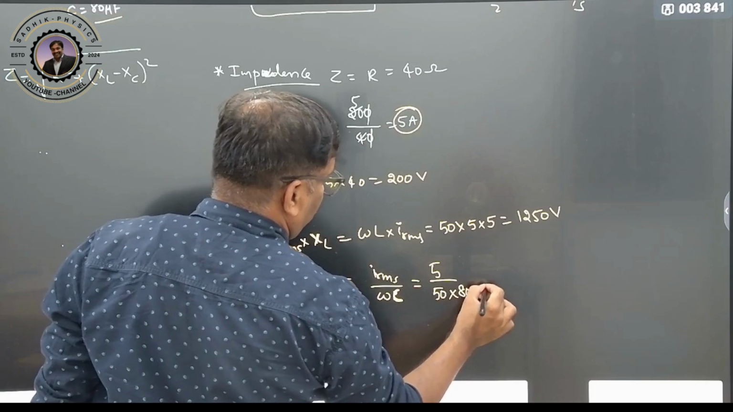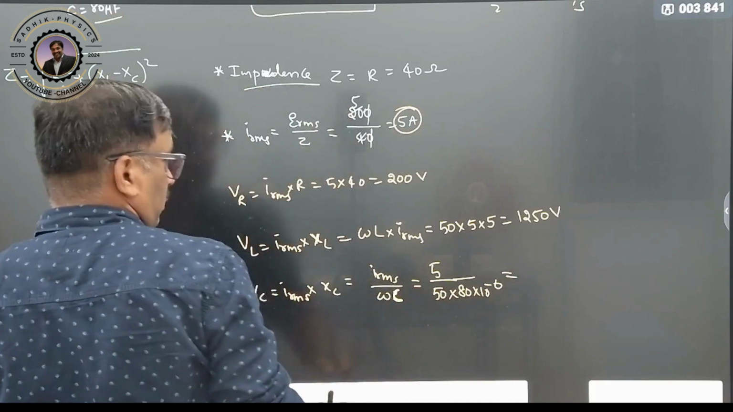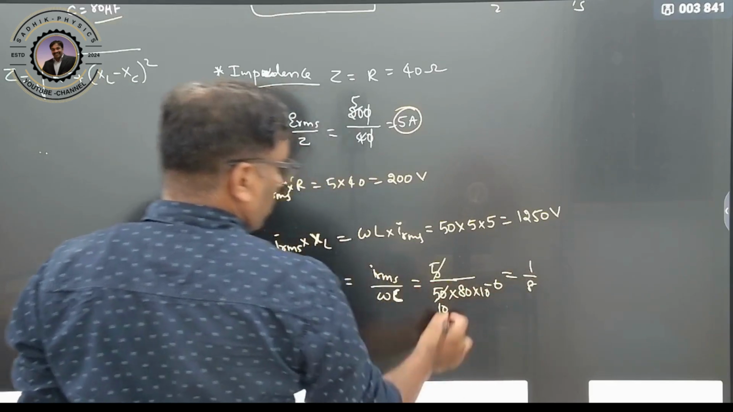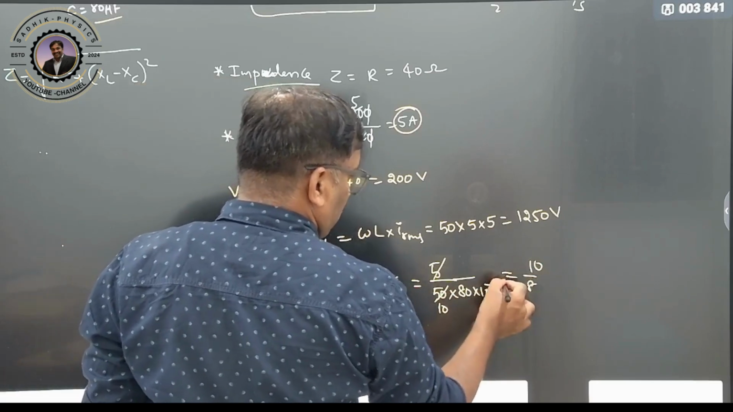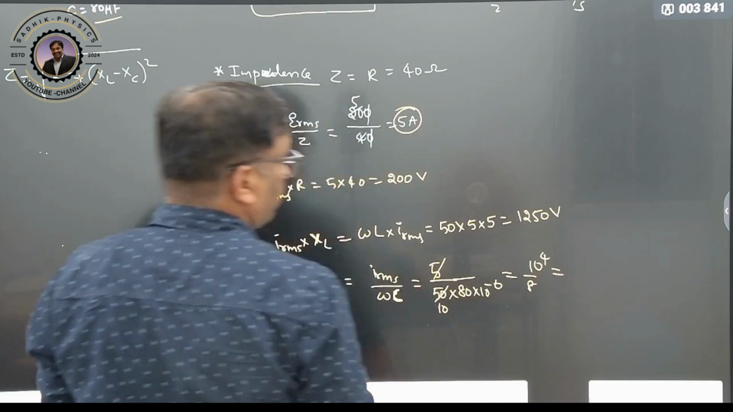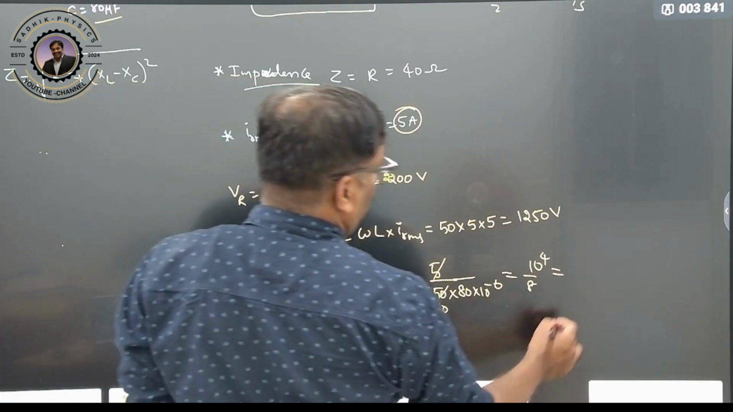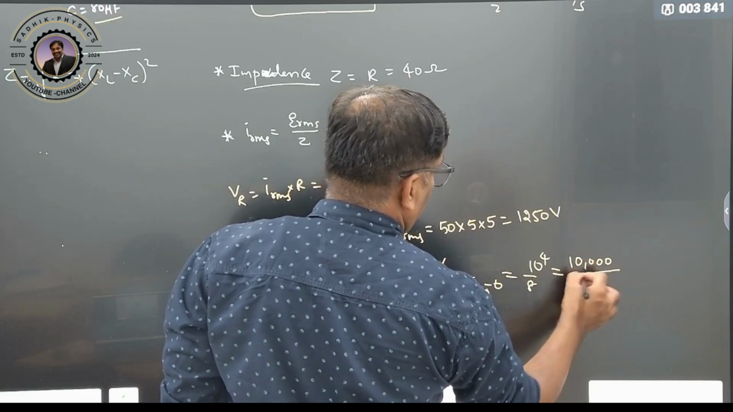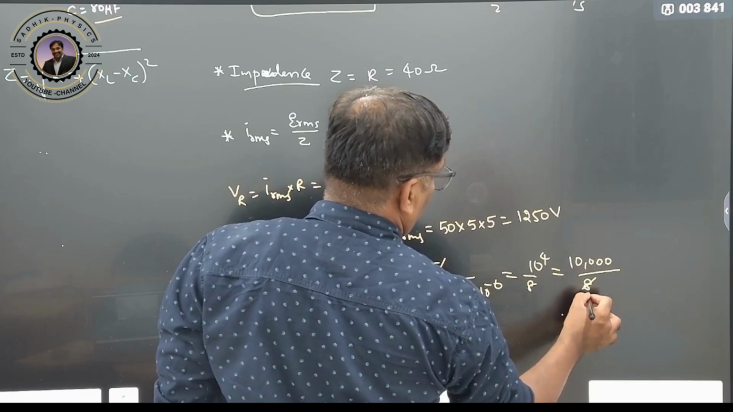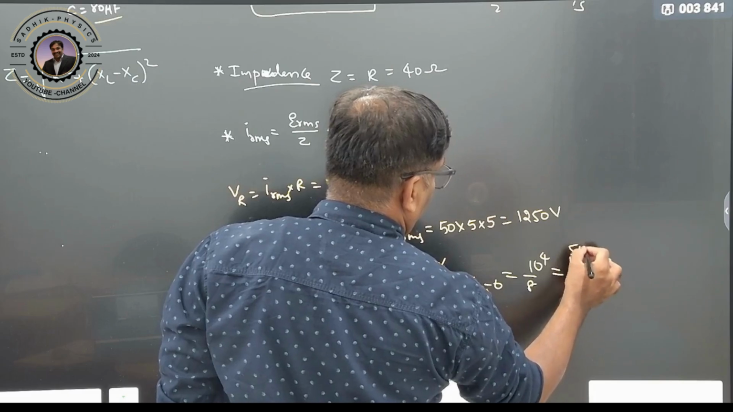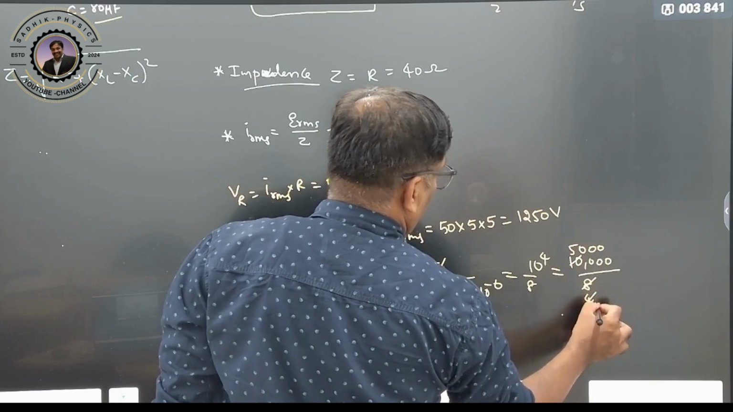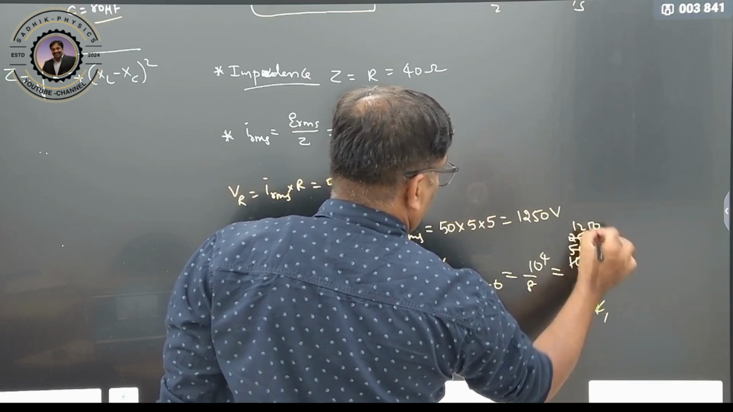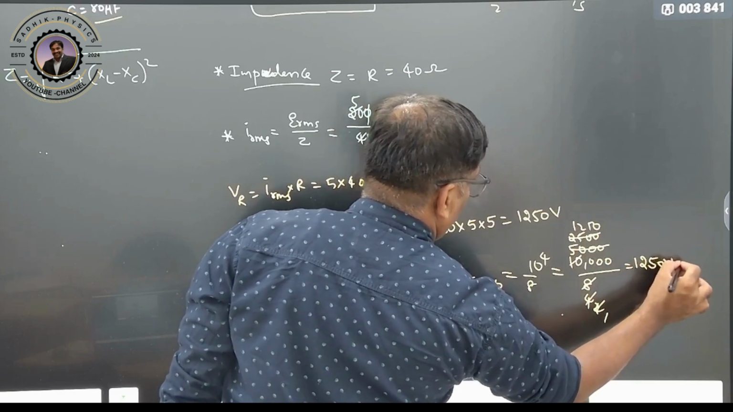80 into 10 to the power of minus 6. Therefore here it will be 10. So 1 by 8, so this is 10 to the power of 4. So 10 to the power minus 4, this is 10 to the power of 4. Right? So you can write it now as 10,000 divided by 8. Therefore 2 4s are 5,000, 2 2s are therefore 2,500. So 1250. Therefore 1250 volts.